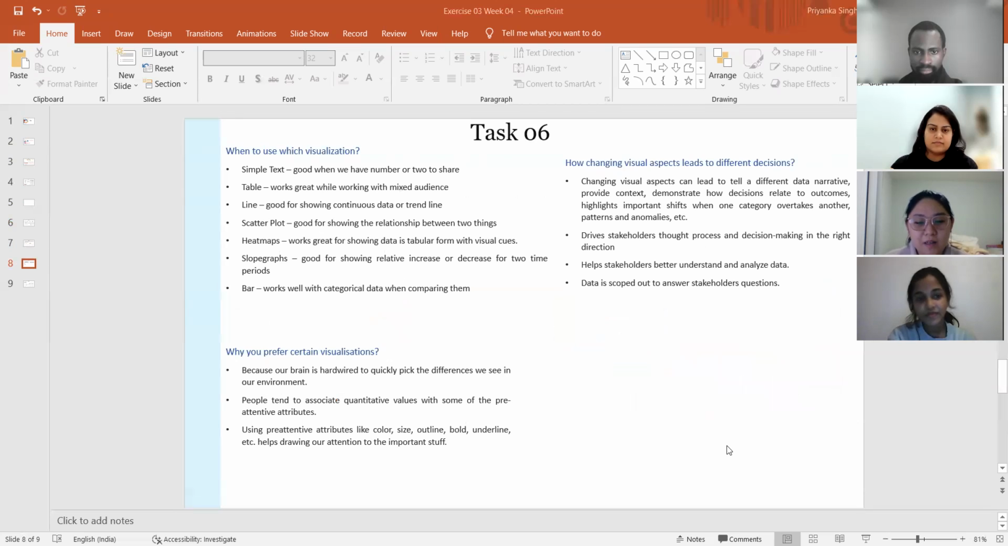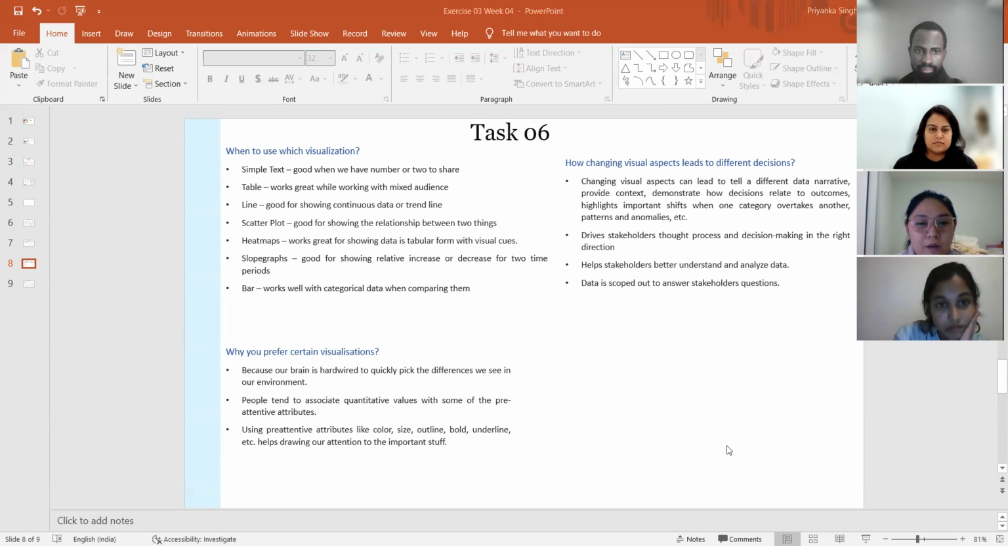Thank you, Bhupika. So I will be presenting about when to use which visualization. From the book on storytelling with data, there are a lot of different visualization types. One of them is simple text.